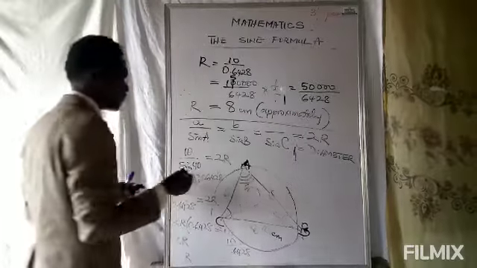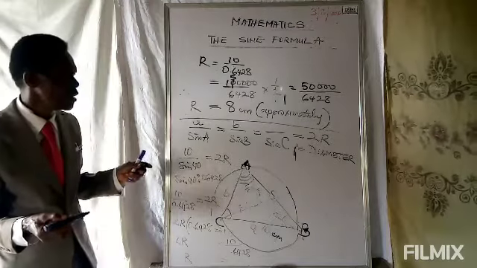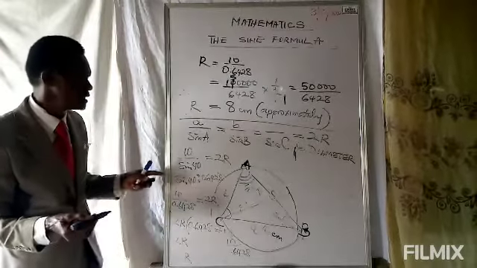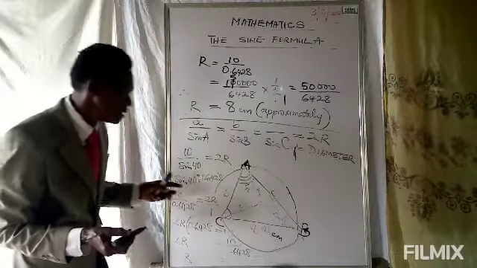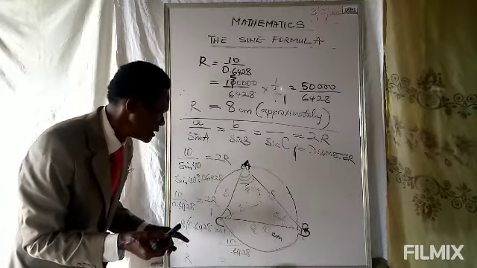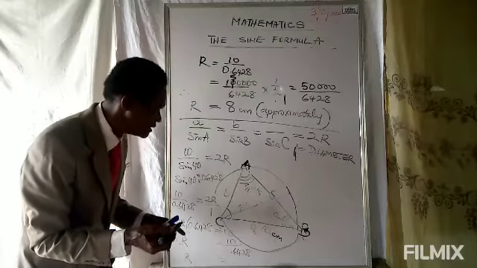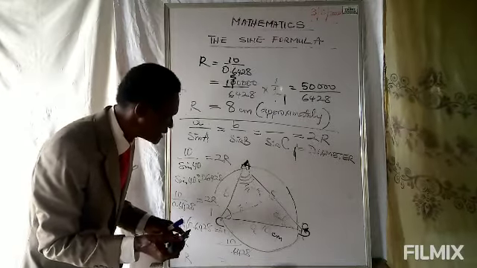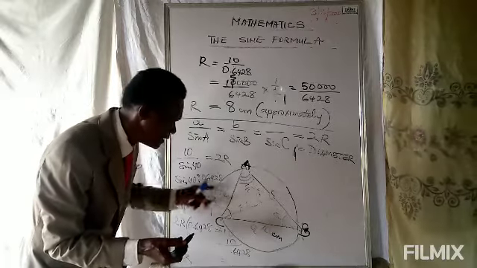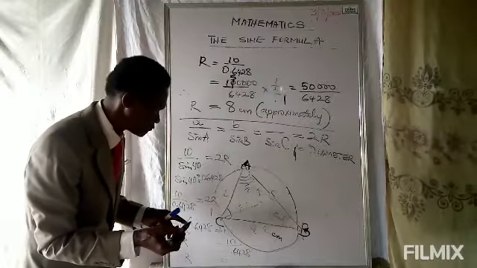Make sure it is not all the time that you'll be asked to find R. They may ask you, as here is now 10 centimeter, then here is angle 40 now. Now they may say find B.